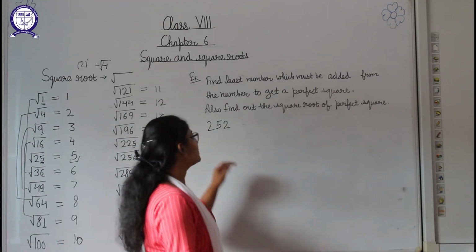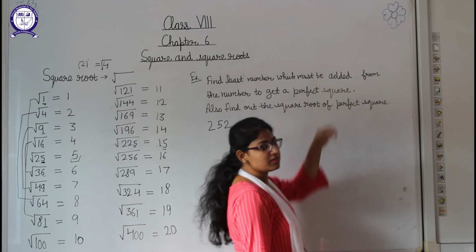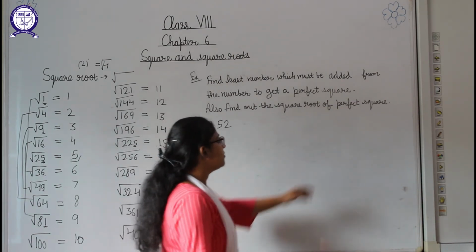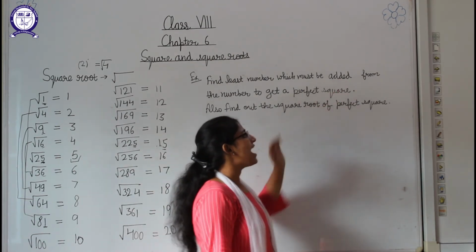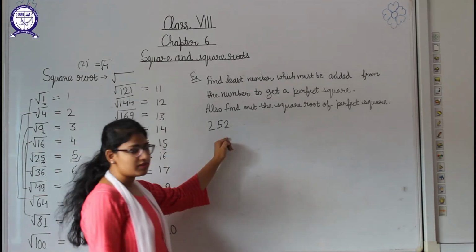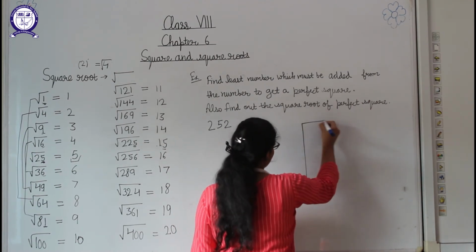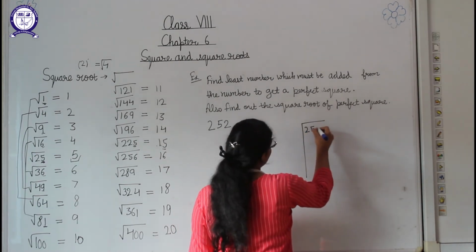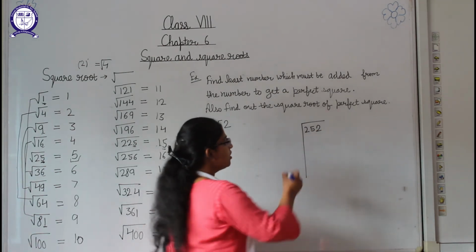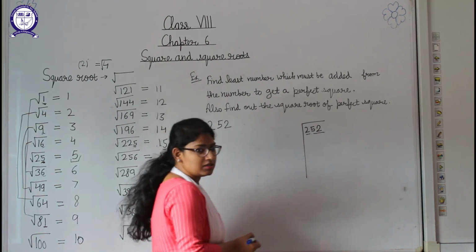Now students, in our next question we have to find the least number which must be added. In our previous question we did the subtraction. Now we have to add some number to get the perfect square. Okay, so 252 is given to us. Again we will find the square root by the division method. 252 is given to us. We will make the pair, so 52 will be the pair and 2 will remain the same.